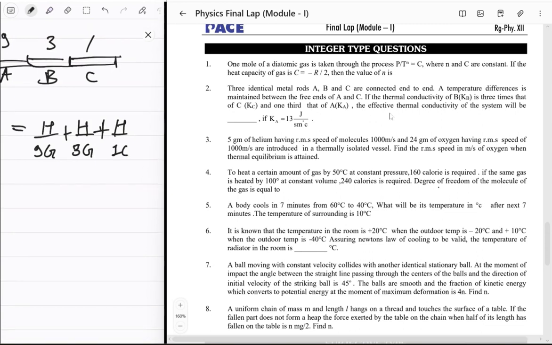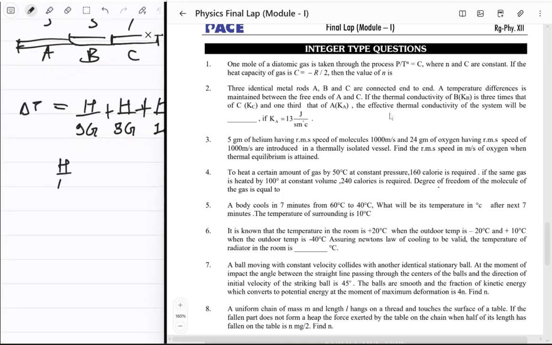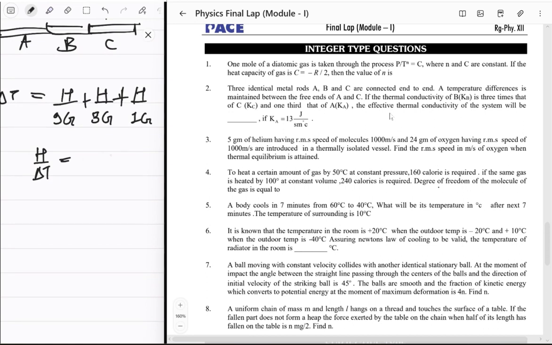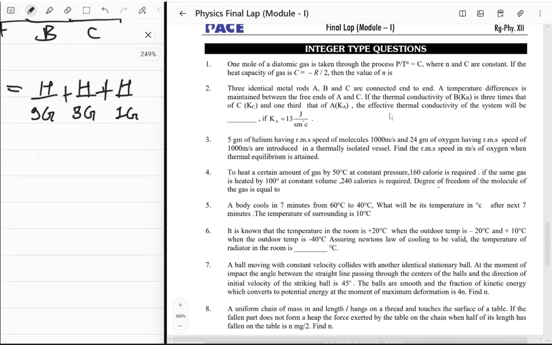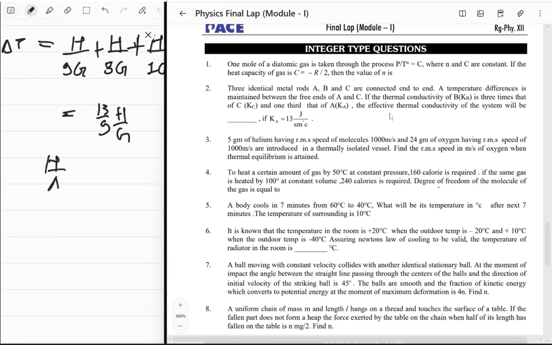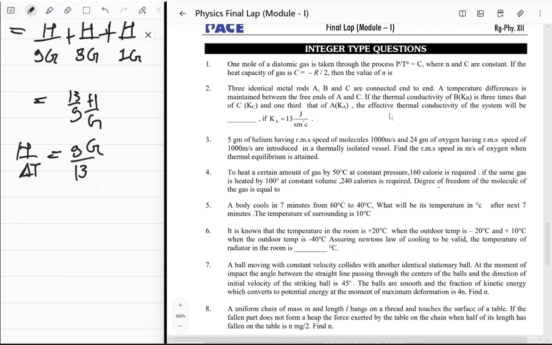So what does that mean? H upon delta T, which is the conductance, that's just equal to what? First we have to calculate this. It's just equal to 1 plus 1/3 plus 1 upon 9, that's like how much? 9 upon 9 plus 3 upon 9 plus, okay. So 13 upon 9, right? So 13 upon 9 H upon G, which means that H upon delta T is equal to 9G upon 13, right? Of course.